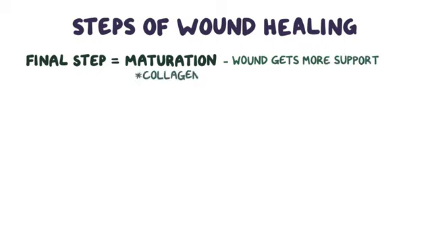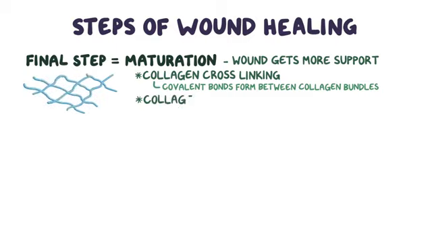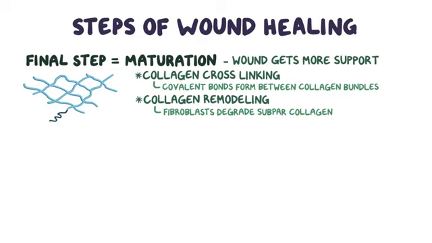First off, there's collagen cross-linking, which is where covalent bonds form between collagen bundles. This helps to enhance the tensile strength of the wound. Next, there's collagen remodeling, which is where fibroblasts degrade old or misshapen collagen from the injury, like when old rotten wooden beams are replaced before putting up new ones in a house.